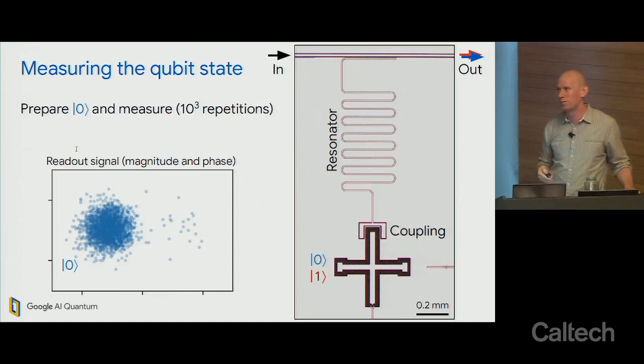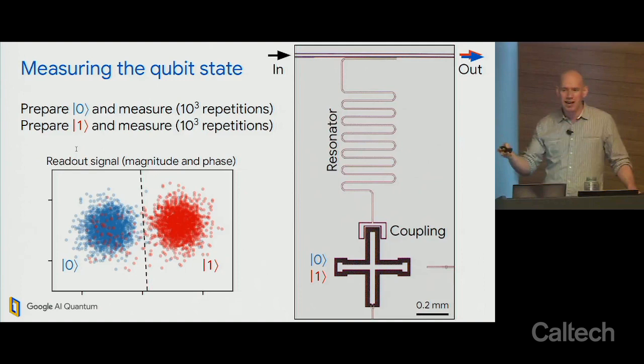Now we repeat the experiment, but instead we prepare the qubit in the one state first. And the way that we do that is using the pi pulse that we were looking at a few slides ago. And we see that this cloud shifted, and the cloud shifted because the resonance frequency of the resonator moved. And in particular, there's a good separation between these two. So we can draw a dotted line between these two clouds, and that tells us when we do a single measurement, well, if we see something on this side of the line, we think we had zero, and if we saw something on this side of the line, we think we had one. And as you can see, there's a possibility of making a mistake here. There are some red points over here, for example. We'll take a closer look at that later on.